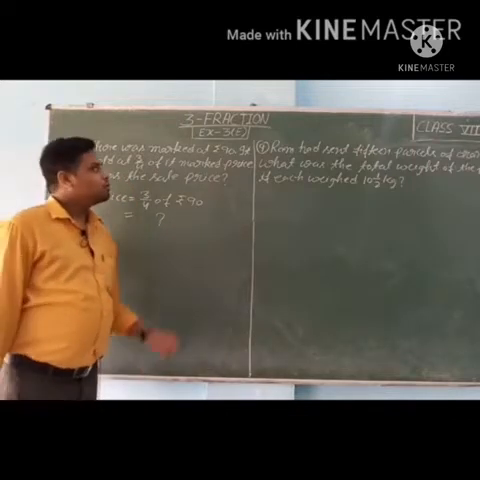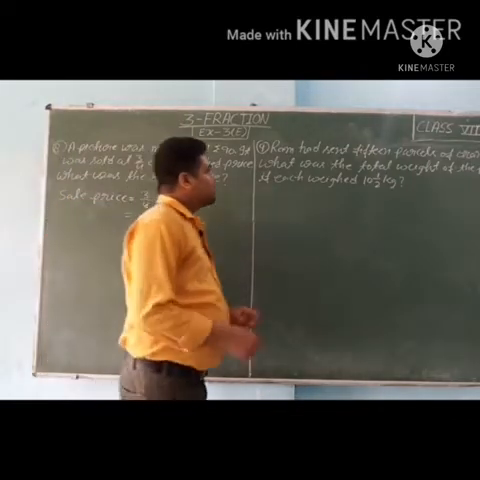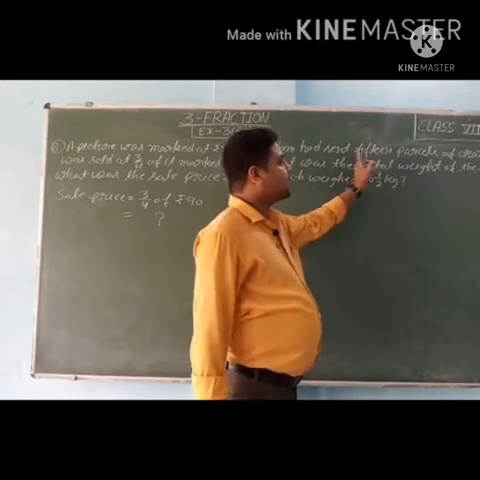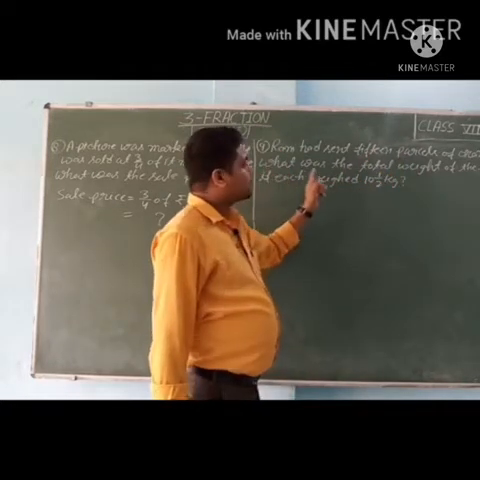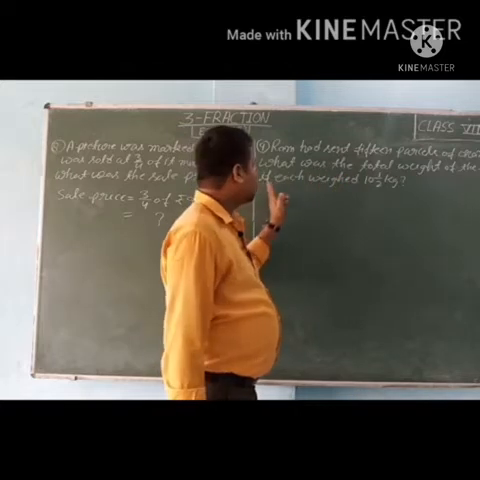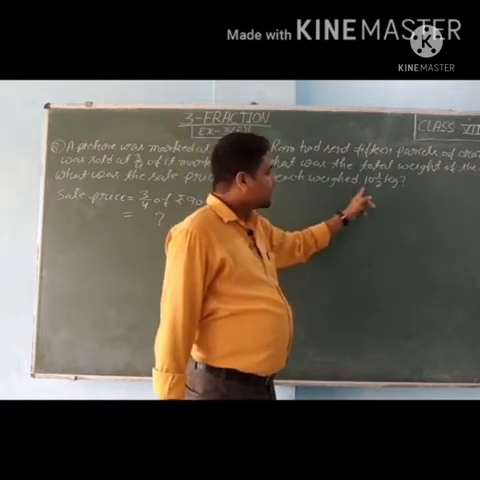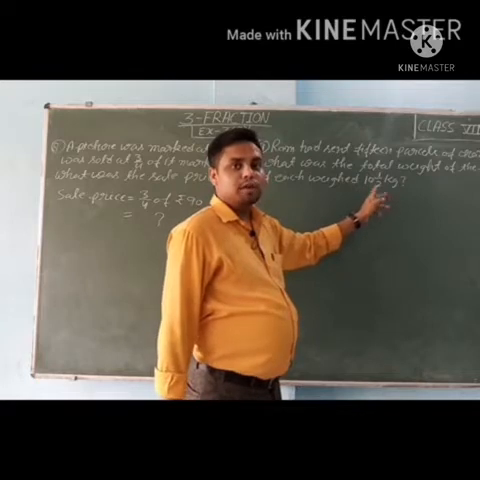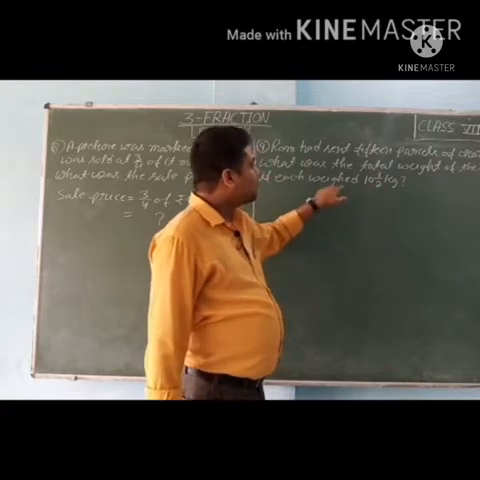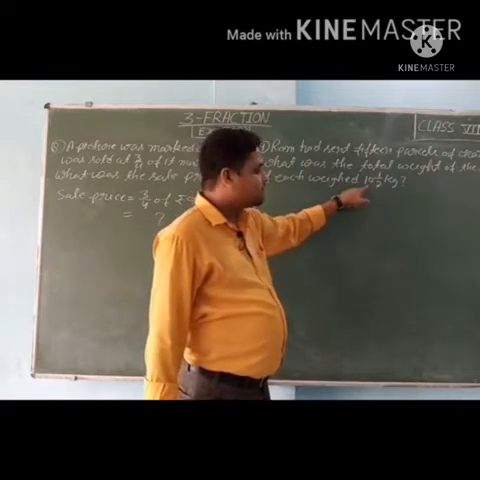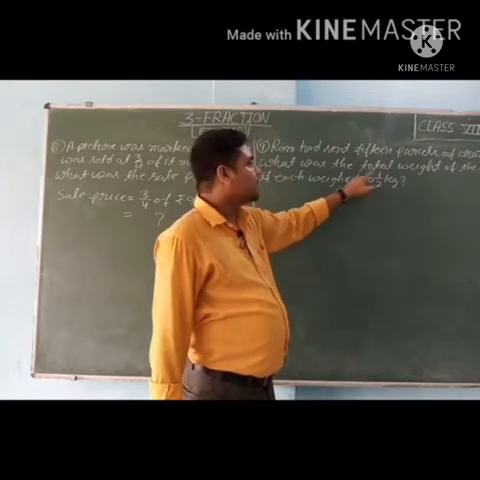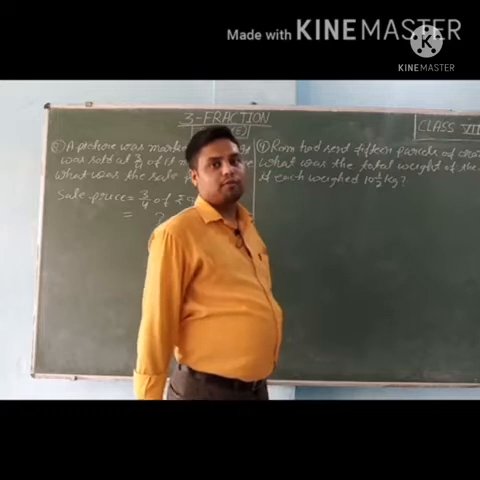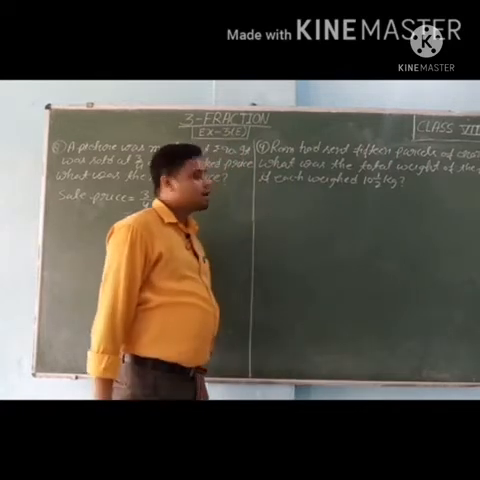So now 7th part. Ram had sent 15 parcels of oranges. What was the total weight of the parcels if each weighed 10 whole 1/2 kg? So the weight of one parcel is given, 10 whole 1/2 kg. So we have to find the total weight of the parcels. The total number of parcels is 15.